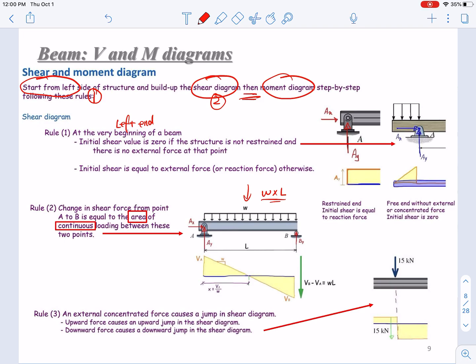Then rule number 3: an external concentrated force causes a jump in the shear diagram. An upward force makes an upward jump in the shear diagram, and a downward force causes a downward jump in the shear diagram. We will practice all of these rules later in the example.